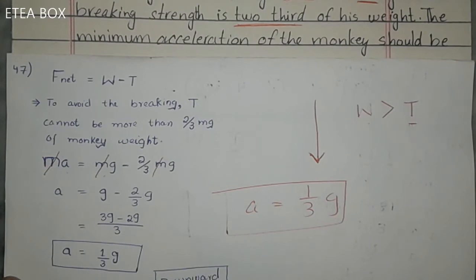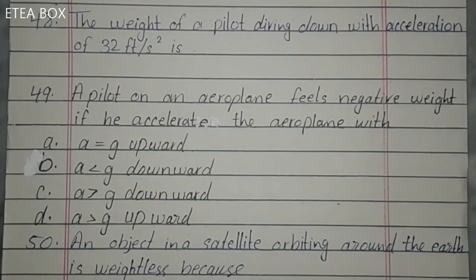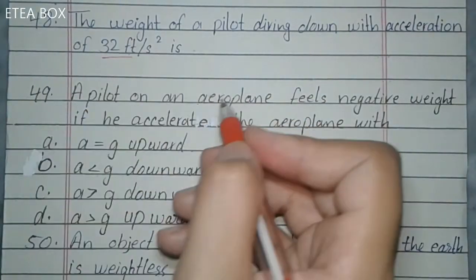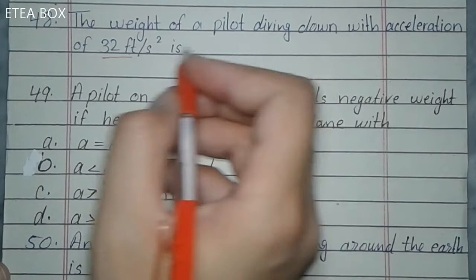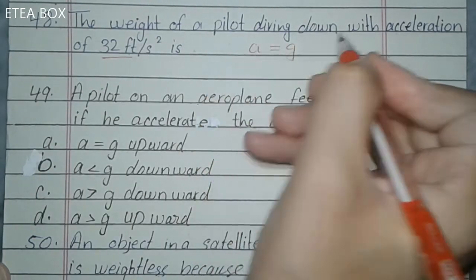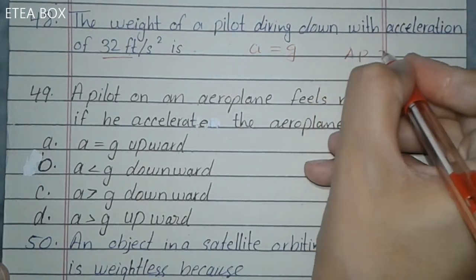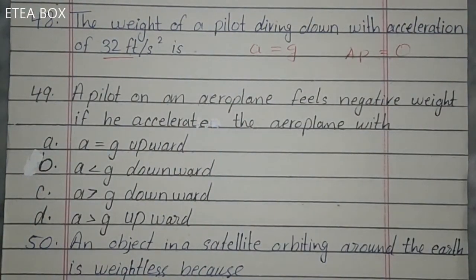The weight of a pilot during diving down with acceleration of 32 feet per second square. Now the acceleration is equal to g. When the acceleration is equal to g, it means that the apparent weight will be 0. So the answer is 0.